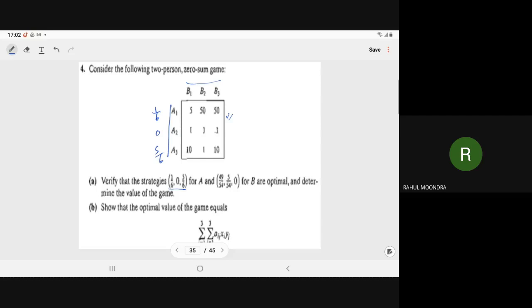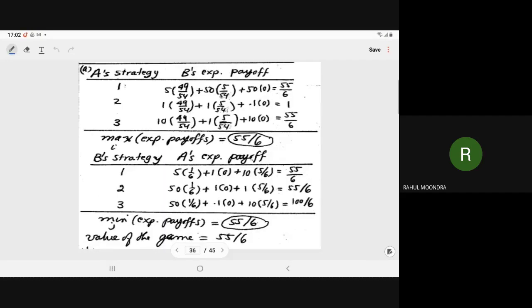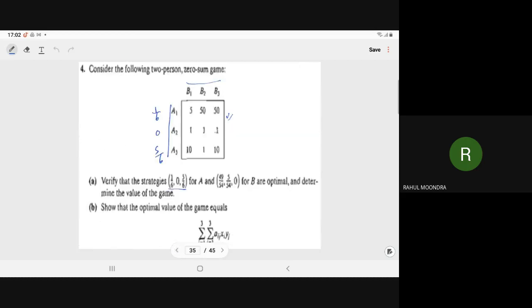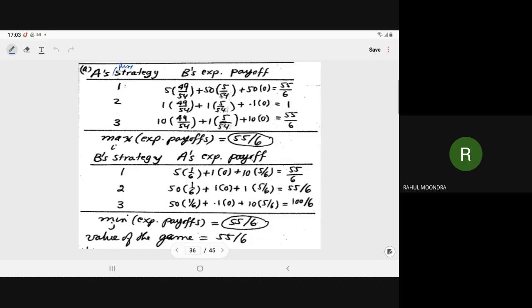So first we have to verify. How can we verify? Here we compute B's expected payoff for A's pure strategies, A1, A2, A3. Let's say B's probabilities are y1, y2, y3, given to you as 49/54, 5/54, and y3 as 0. So for A's first pure strategy, it will become 5y1 plus 50y2 plus 50y3, then y1 plus y2 plus 0.1y3, then 10y1 plus 1y2 plus 10y3. When we compute, you will get 55/6.